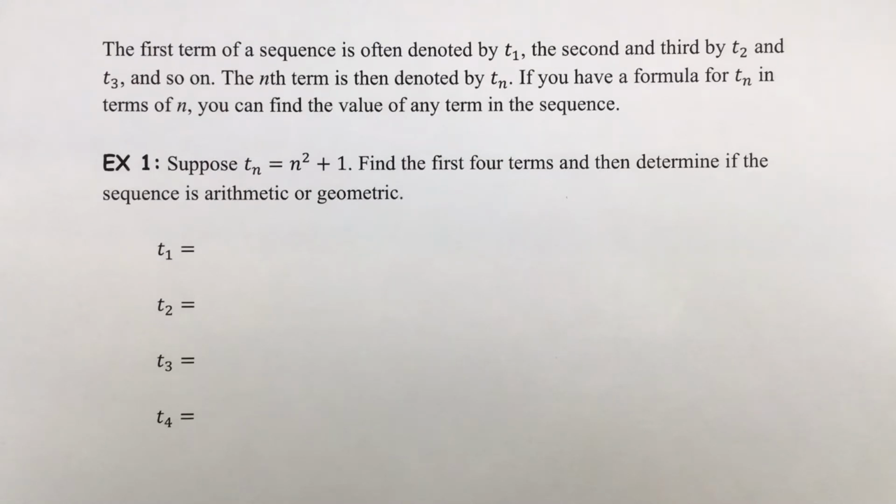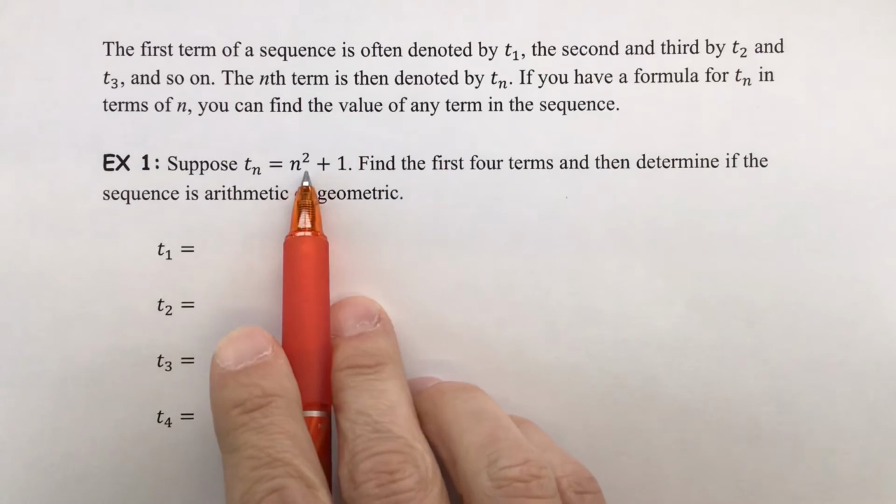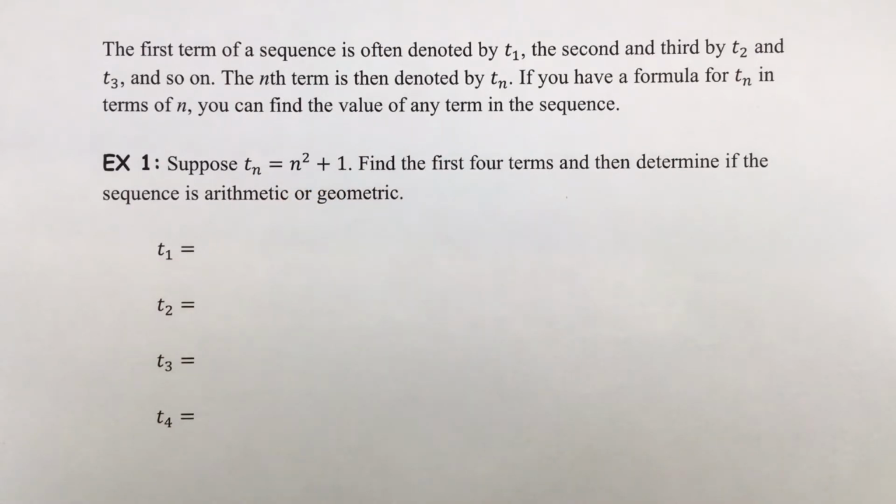For example, one, suppose that Tn is equal to n squared plus 1. That'll be a formula that you can use to create any term in the sequence. What we're going to do is find the first four terms, then determine if the sequence is arithmetic or geometric. Or it could be neither. They do not have to be arithmetic or geometric.